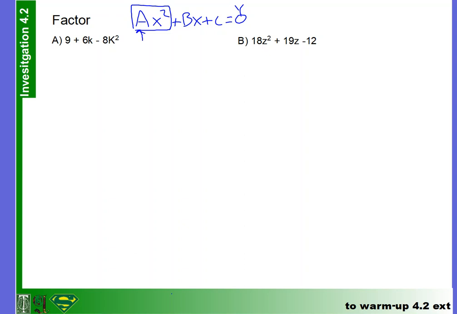We have our linear term. This is called a linear term because if I graph bx, I will get a straight line. And so b is the coefficient of the linear term. And then c is called the constant. It's called the constant because it will not change.